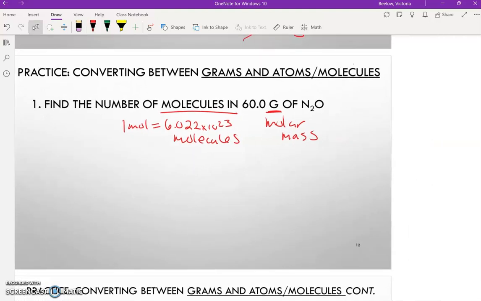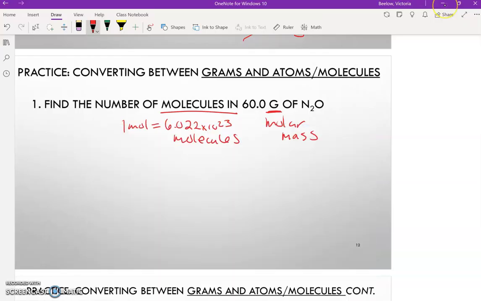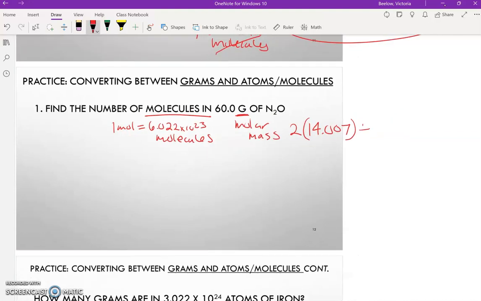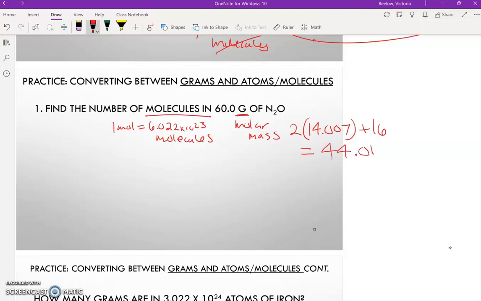So the first thing I'm going to find is the molar mass of N2O. On my periodic table, nitrogen is 14.007. And there's 2 of them, so I have to multiply this number by 2. And then I'm going to add, there's only 1 oxygen. So 14.007 times 2 plus the oxygen, which you can say is 16, gives 44.014. Again, this is grams per mole, or we can say this many grams is equal to 1 mole.